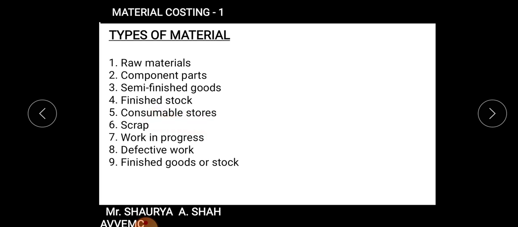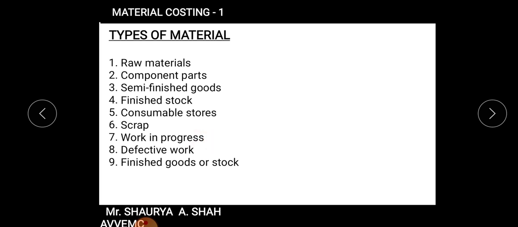Work in progress. The goods still in the process of being manufactured, on which some process is partly done, are known as work in progress, right? They are also a kind of semi-finished goods, but they are not the final product. You need to work more upon it and then transfer it to another process. I hope it is clear.